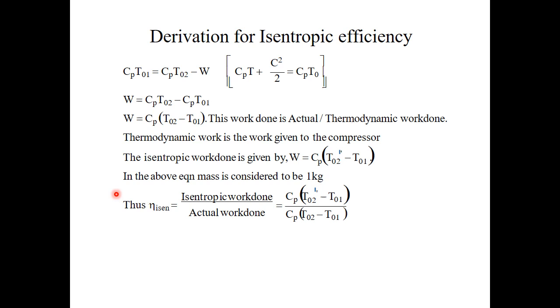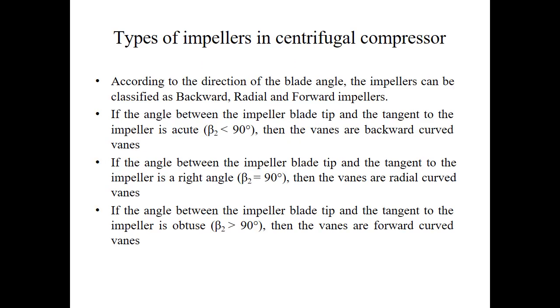Now thus we can write the isentropic efficiency as the ratio of isentropic work done to the actual work done, which is equal to Cp into (T02 dash minus T01) divided by Cp into (T02 minus T01). Now this is how we obtain the expression. Types of impellers in centrifugal compressor. Now you already saw the pictures of different types of impellers.